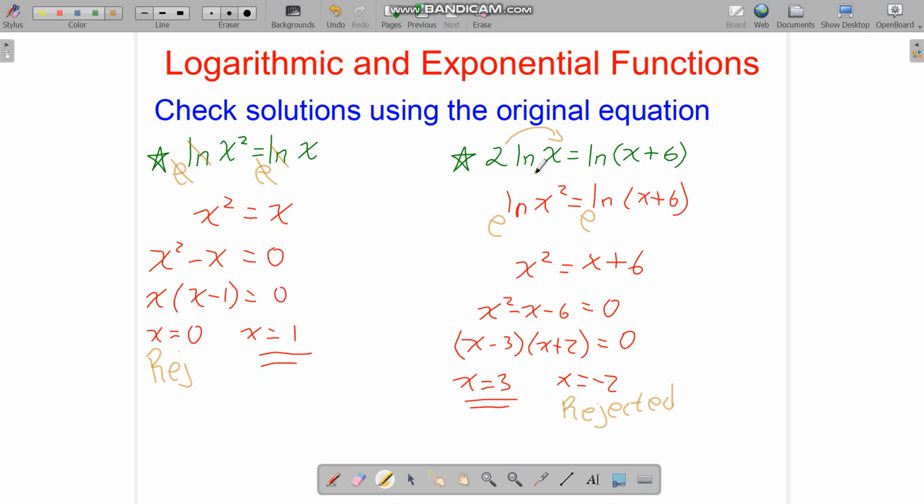If you check using this equation, well, minus 2 squared is 4, so it's acceptable, but this is not the original equation. This is the original equation, so we have to check using the original.